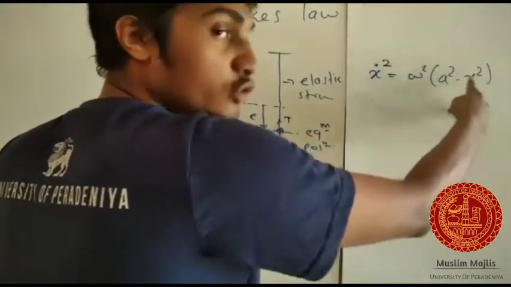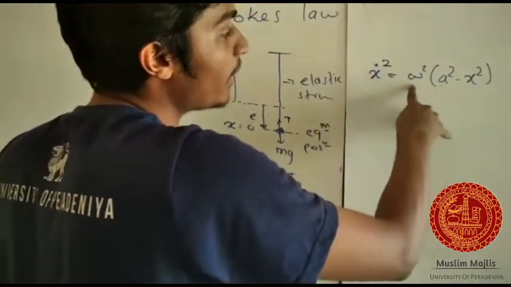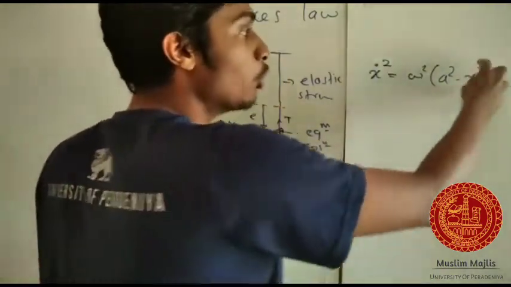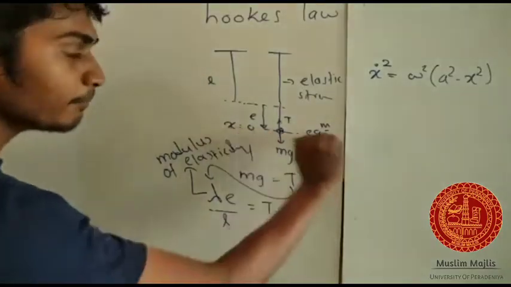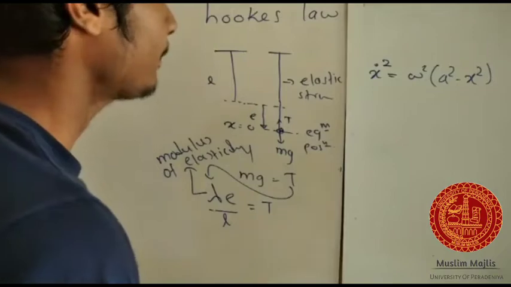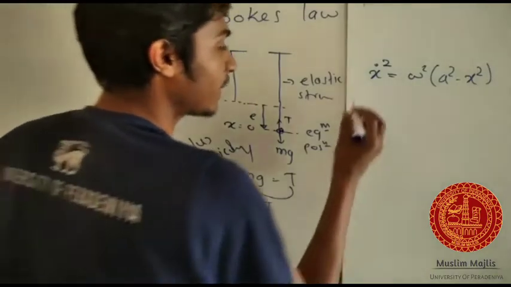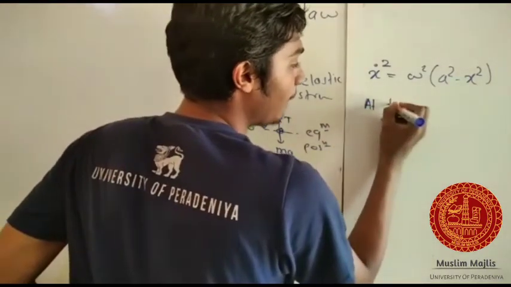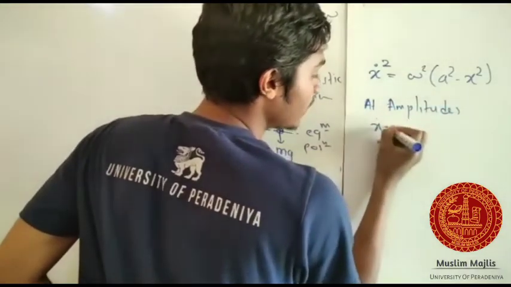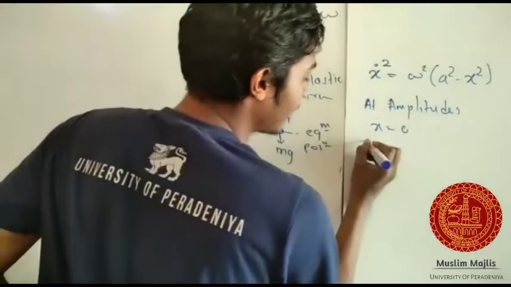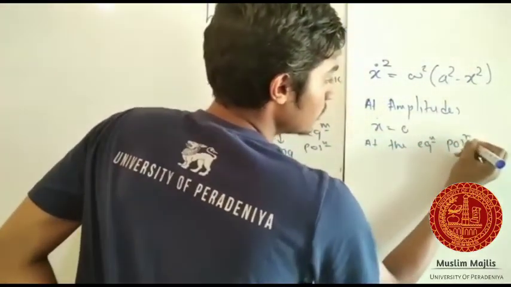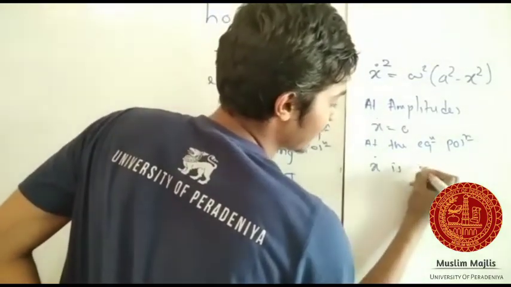When x is equal to 0, a squared omega squared, this attains the maximum value. When x is 0, this attains the maximum value, so x is the equilibrium position. This is the next theory part of our simple harmonic motion, right? So we conclude that at the amplitudes, x dot is equal to 0, and at the equilibrium position, x dot is maximum.